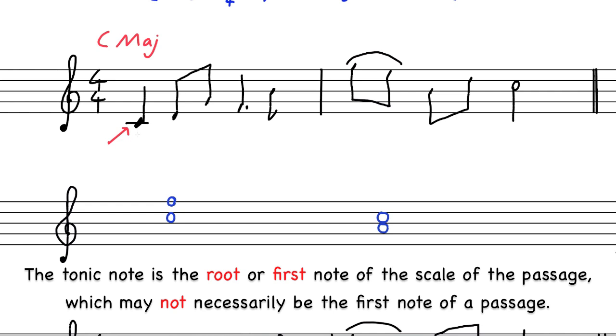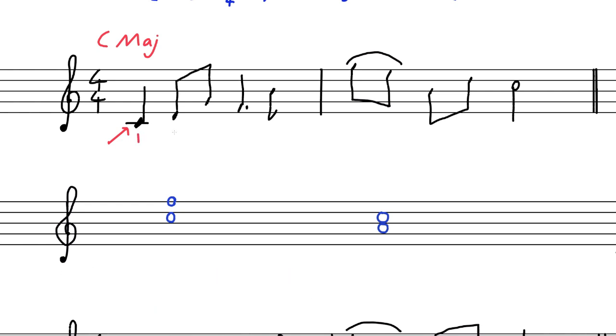Now we need to label what the scale degree numbers are. So if C is 1, then D, the second note of C major, must be 2. The third note here, G, is the 5th note of the C major scale. C, D, E, F, G. So we label this G as 5, and so on until we've labeled all the notes.